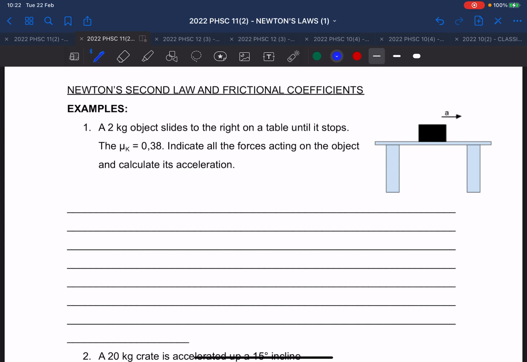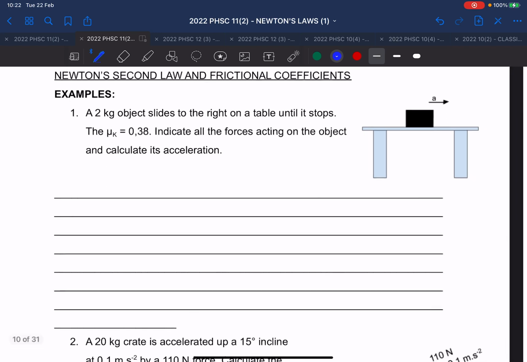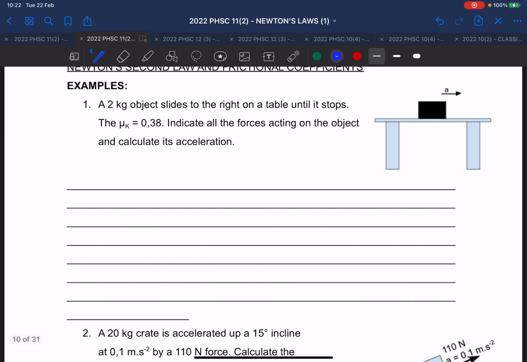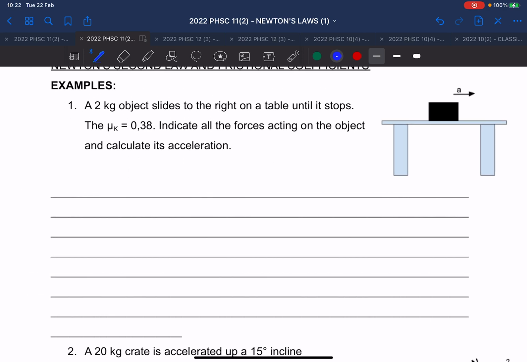Alright, it says there: a 2 kilogram object slides to the right on a table until it stops. The coefficient of friction is 0.38. You can see there is no unit. Indicate all the forces acting on the object and calculate its acceleration. Okay, so you hear acceleration. What goes on in your head?